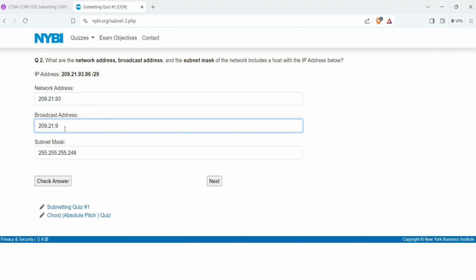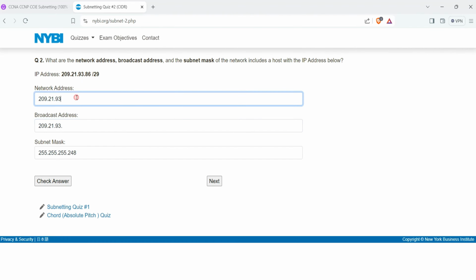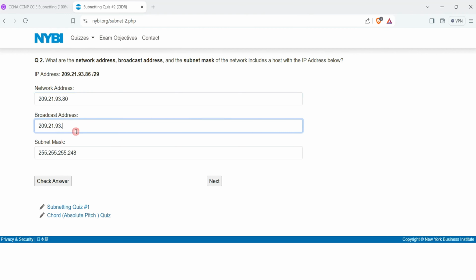93 dot what? Where does 86 fall under? Okay, well, the jump start is what? 128, 64, 32, 16, 8. Okay, 8 is the jump start. Where does 86 jump? 8 times 10 is 80. Okay, 80, then 88. All right. So 86 falls in between 80 and 88. So 80 is the network ID. And the broadcast is what? The next is 88. So it's what, folks? 87. There we go. All right.